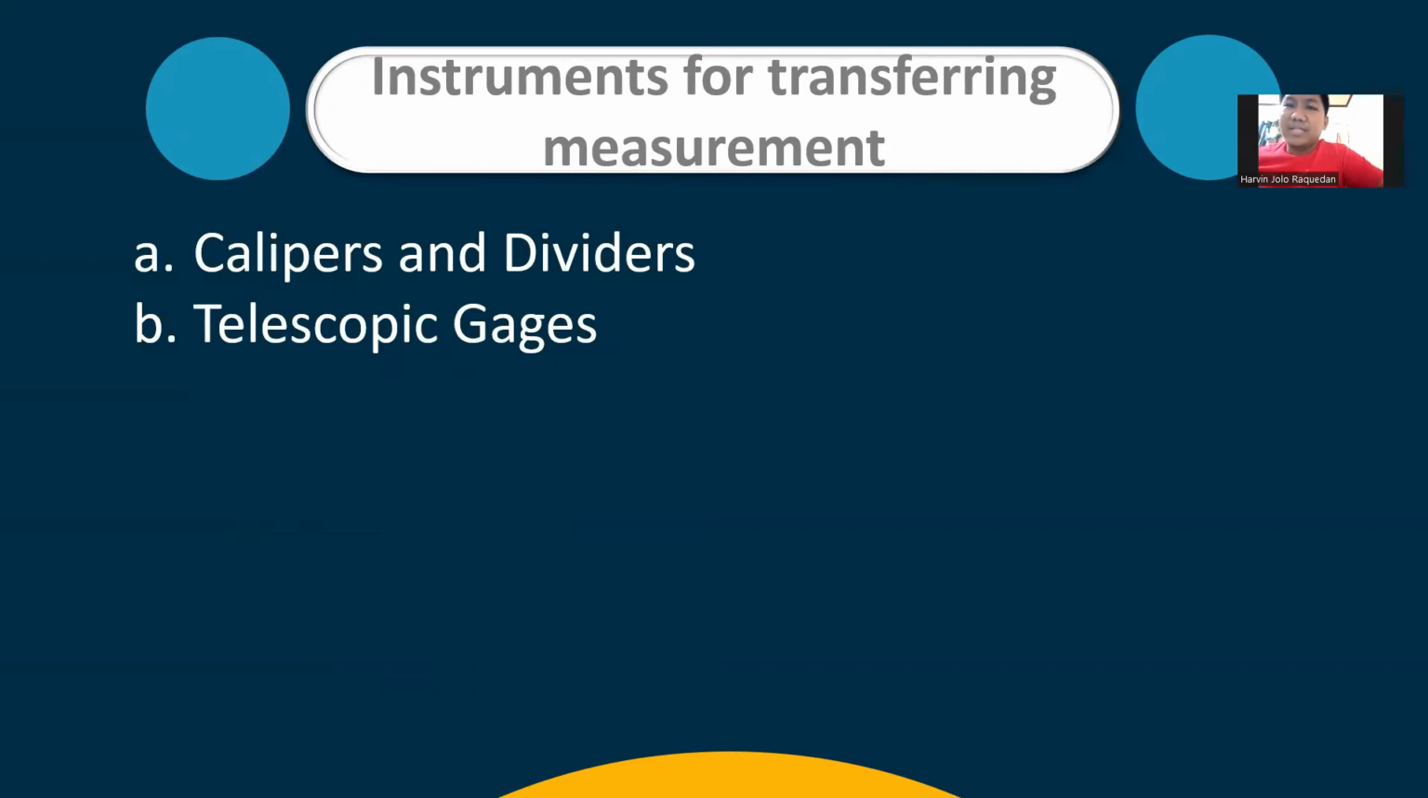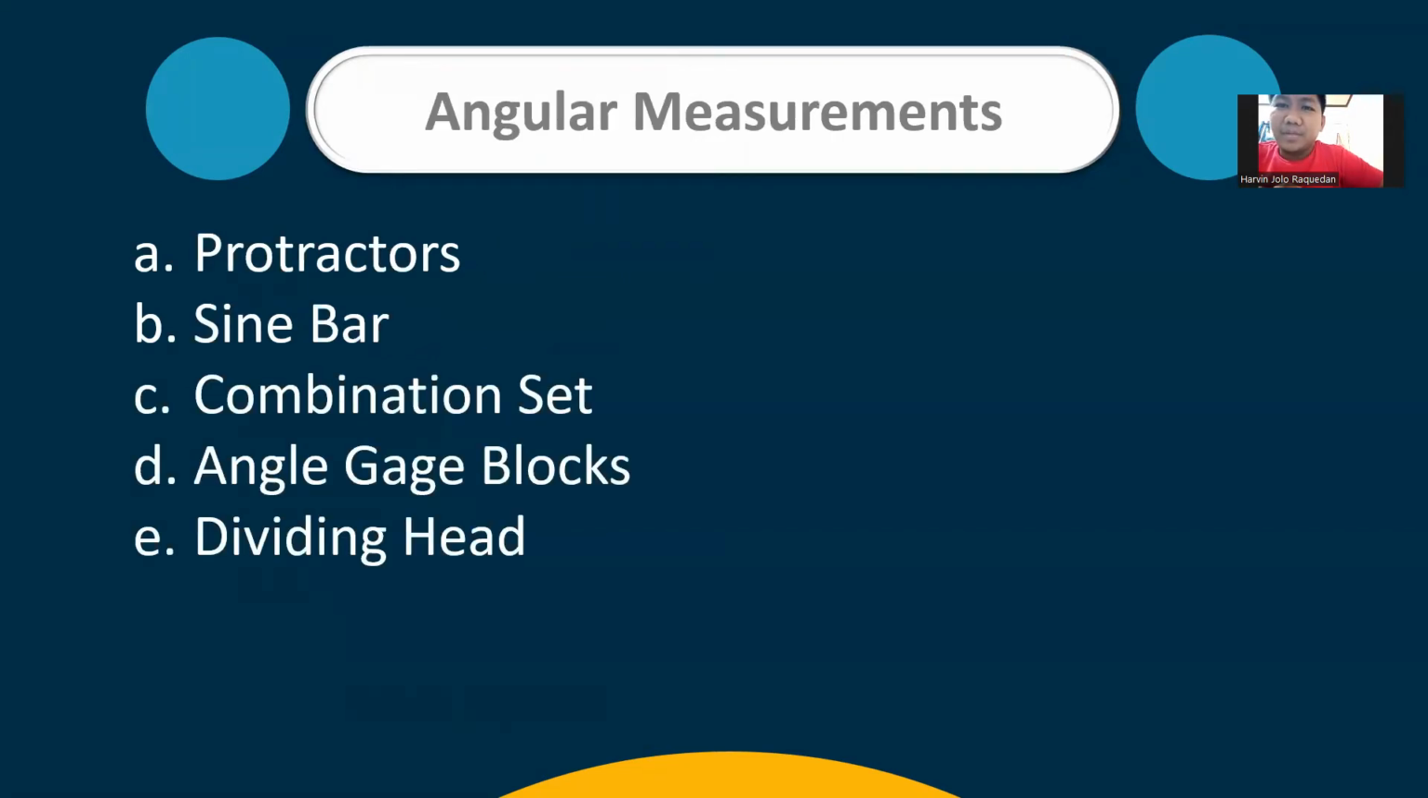Another classification is for the instruments for transferring measurements. We have the calipers and dividers and the telescopic gauges. Next, we have the angular measurements, which are the protractors, sine bar, combination set, angle gauge blocks, and dividing head.